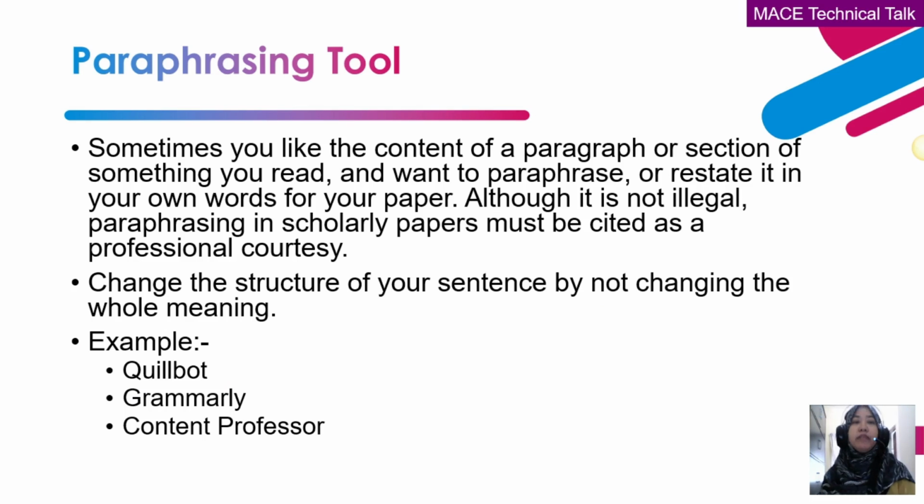The next tool is the paraphrasing tool. Sometimes when we read an article, we like some of the content, paragraph or sentence in that paper or journal, and we want to paraphrase it or restate it in our own words and put it into our paper. Although it is not illegal, paraphrasing in scholarly papers must be cited as a professional courtesy. Therefore these paraphrasing tools will help you change the structure of your sentence without changing the whole meaning. Examples of available paraphrasing tools are Quillbot, Grammarly, and Content Professor.